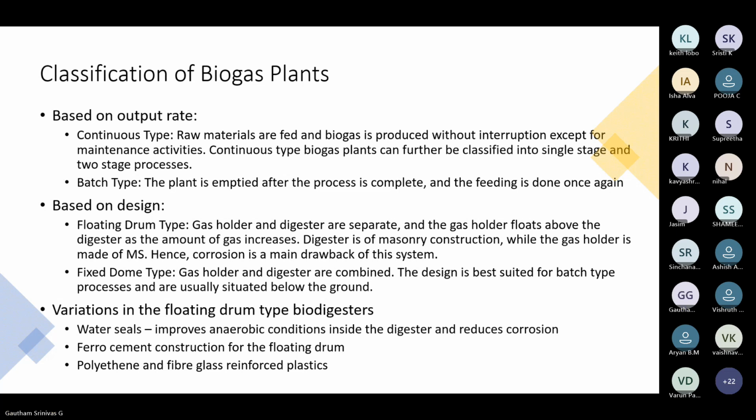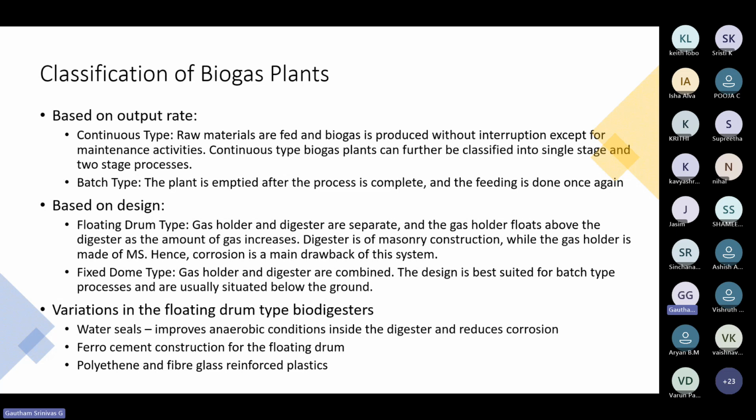And then based on design, you have floating drum type and fixed dome type. In the floating drum type, as the gas is formed, the gas moves upwards, right? There is a drum on top of it, which is inverted and placed on top of the biodigester. So the drum also moves up because of the pressure exerted by the gas. In the fixed dome type, what happens? The pressure just keeps increasing. There is no space to go. The volume remains constant. So that's the basic difference between these two types.